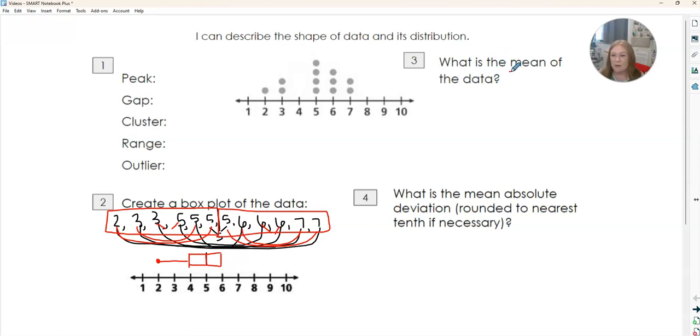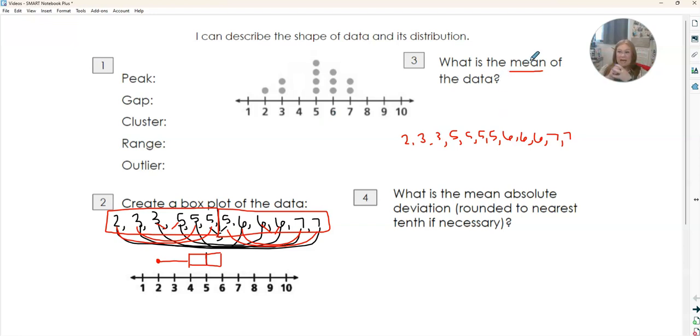Okay, next up, we are going to find the mean of the data. So we need to take these numbers here that we just listed out. So we're going to write them again. So we have 2, 3, 3, 5, 5, 5, 5, 6, 6, 6, 7, 7. So we should have 1, 2, 3, 4, 5, 6, 7, 8, 9, 10, 11, 12 of those. So we have all 12 of our numbers, and we're going to find the mean.